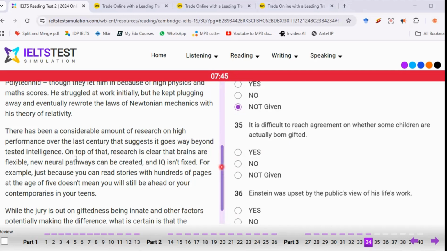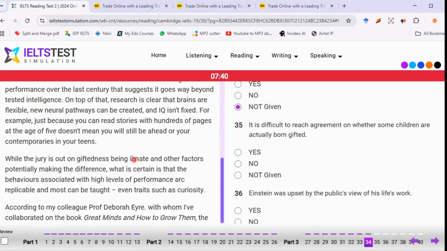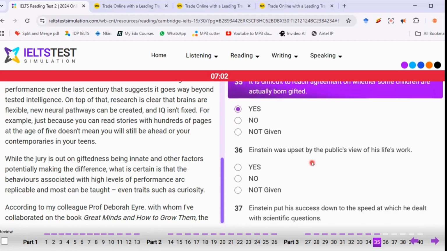It is difficult to reach agreement on whether some children are actually born gifted. While the jury is out on giftedness being innate. Okay, that's it here. Giftedness being innate is a paraphrase for born gifted. Innate means you were born with that ability. That's the meaning of innate. The jury is out. In other words, they have not yet agreed. While the jury is out on giftedness being innate and other factors potentially making the difference, what is certain is that, so they've not yet agreed. It is difficult to agree on whether some children are actually born gifted. This number 35, I think I'll pick yes. I'm not sure of this 35.